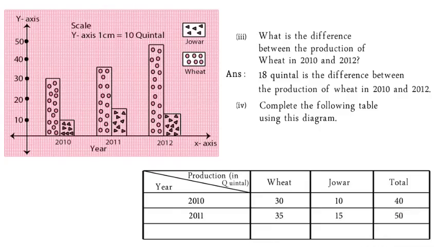to 50 quintals. For the year 2012, we can see from the graph that total wheat production was 48 quintals and total jawar production was 12 quintals. So the total production of both wheat and jawar for the year 2012 was 48 plus 12 is equal to 60 quintals.